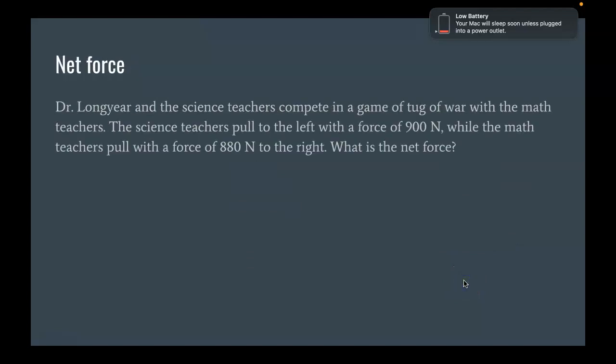All right, net force. Dr. Lungner and the science teachers compete in a game of tug of war with the math teachers. The science teachers pull to the left with a force of 900 newtons, while the math teachers pull with a force of 880 newtons to the right. What is the net force?